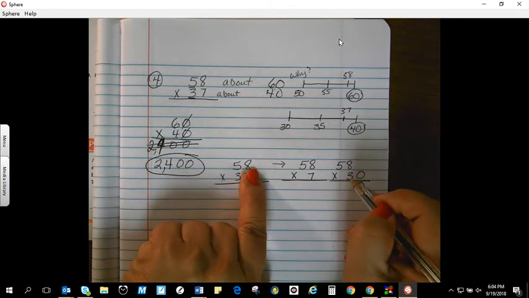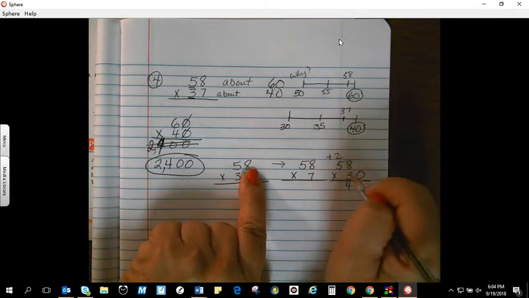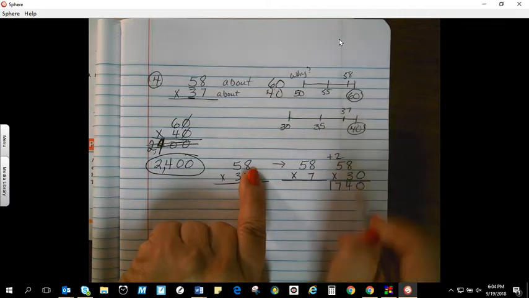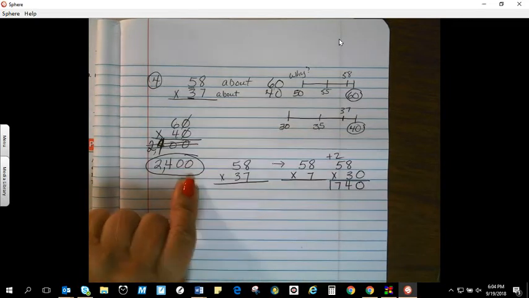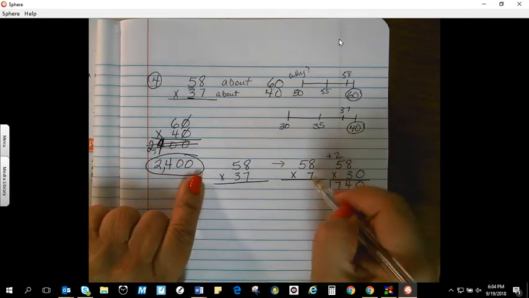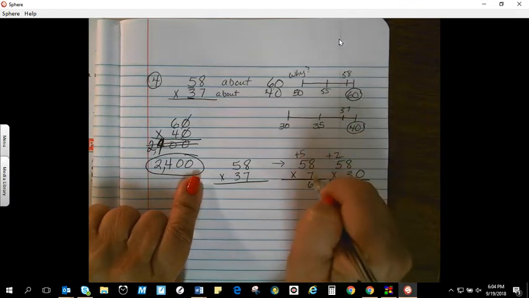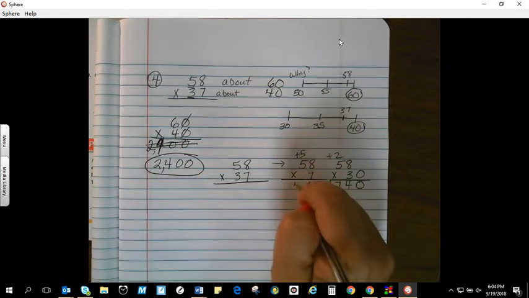Now I'm going to multiply this out. 3 times 8 is 24. Carry my 2. 3 times 5 is 15, plus 2 is 17. Partial product, part of the bigger equation. Okay, 7 times 8 is 56. I'm carrying my 5. 7 times 5 is 35, plus 5 is 40.